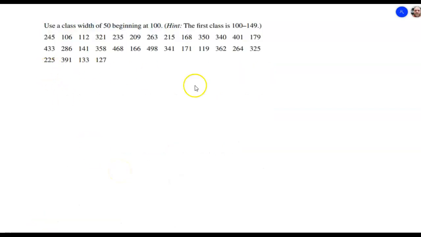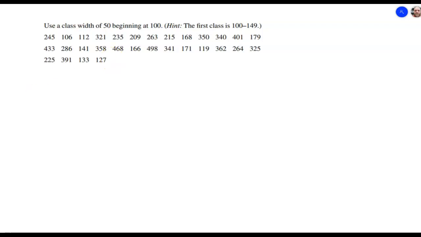All right, so for this group of data now, what we want to do is build what's called a grouped frequency distribution. This means that we're going to organize all this data to get a better picture of it, to see how many times these values occur at what levels.